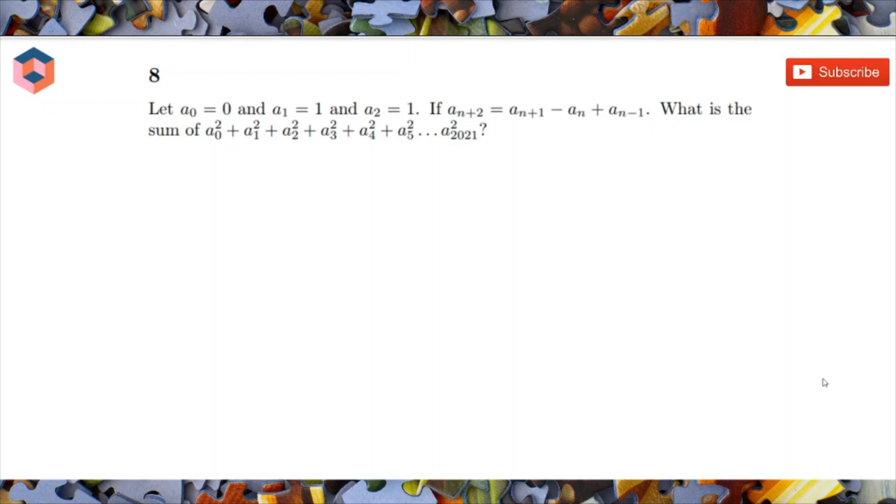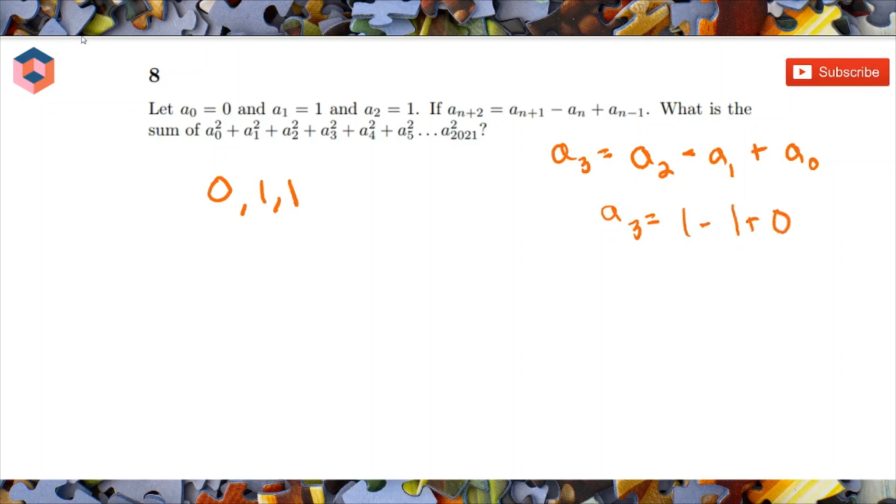The terms sort of do look similar though: 0, 1, 1. So we can try figuring out the first few terms, see if there's some sort of pattern. Let's do that. We have a sub 0 equals 0, then the next term is 1, and then 1. Now we can calculate a sub 3. So n is equal to 1, and a sub 3 is equal to a sub 2 minus a sub 1 plus a sub 0. So a sub 3 is equal to 1 minus 1 plus 0, or 0.